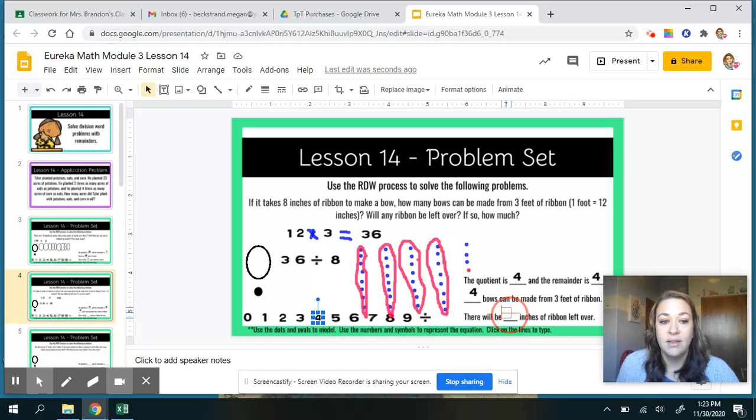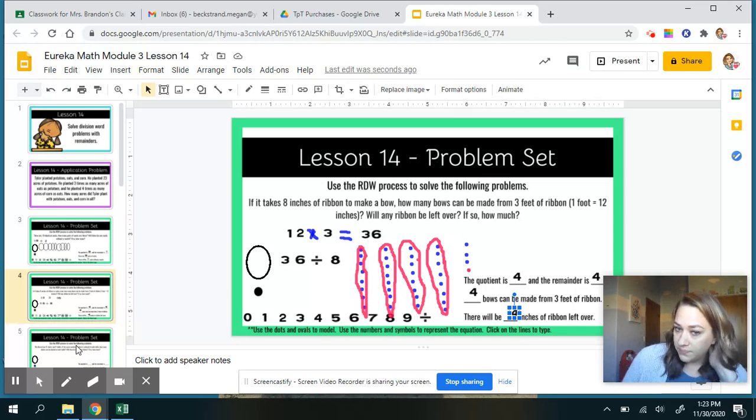Okay. All right. So 36 divided by 8 would be equal to 4, remainder 4. Catching on. We're taking our whole, we're breaking it into groups, whatever we're dividing by. That's how many is going to be in each group. And then however many groups we can make, that is our quotient. All right. Okay, we're going to do one more together.